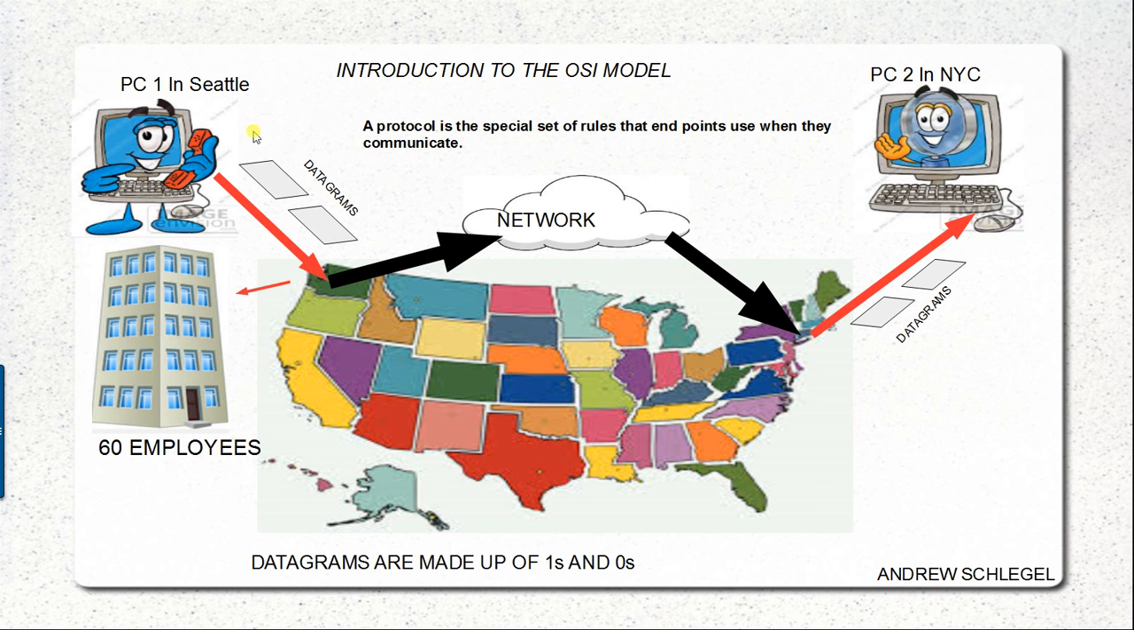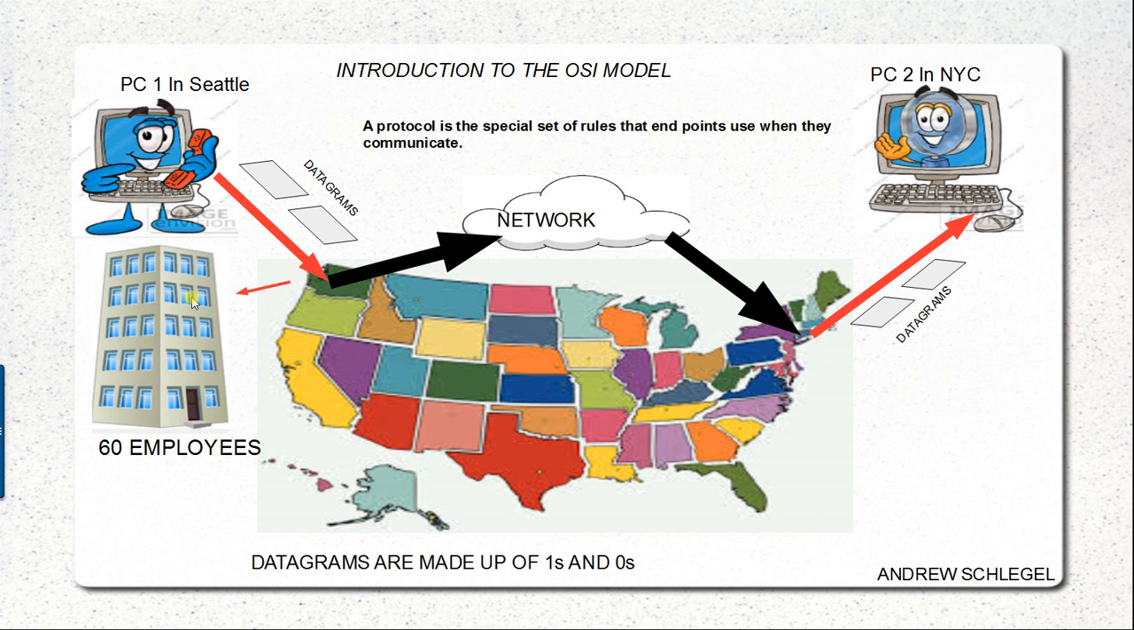We have in this set of videos been looking at what happens when a PC in Seattle transmits to a PC in New York City. We've actually been looking at what goes on at the OSI layers in the PC and the server, and somewhat over the network, very little so far, but there's also something going on behind here.